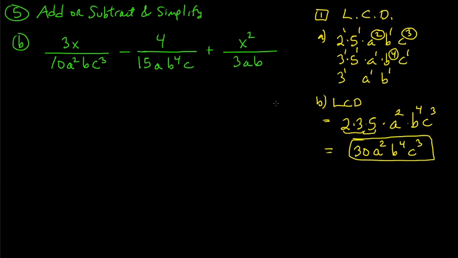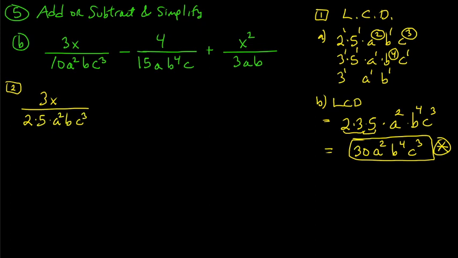Well, that's just the first step, right? Remember, the second step now is to rewrite each fraction so that the denominator is this. It's the LCD here, right? So let's see, how do we do that? I'll write the first fraction the same way, right? 3x times, let's do 2 times 5 times a squared times b times c cubed.